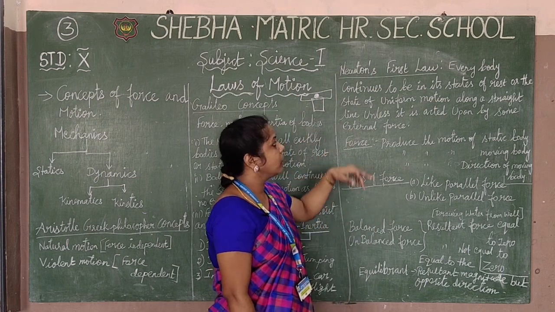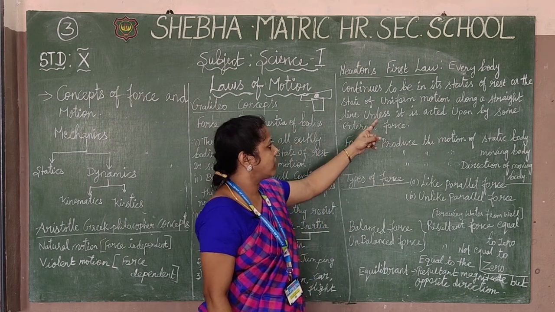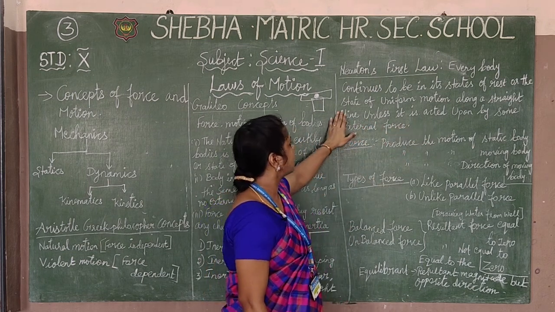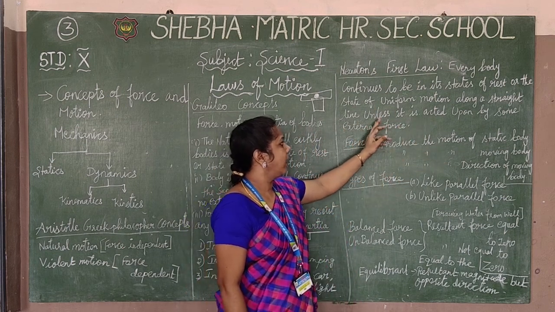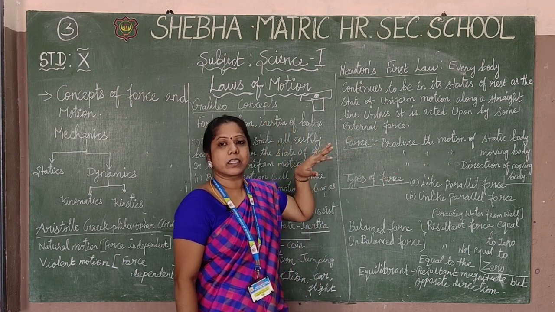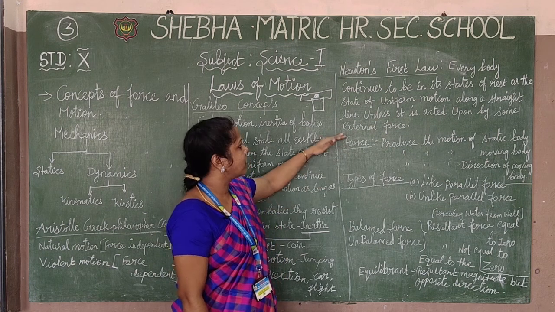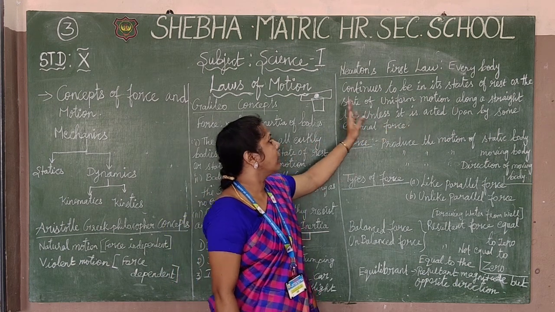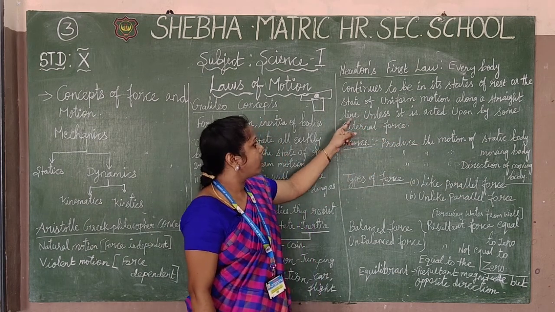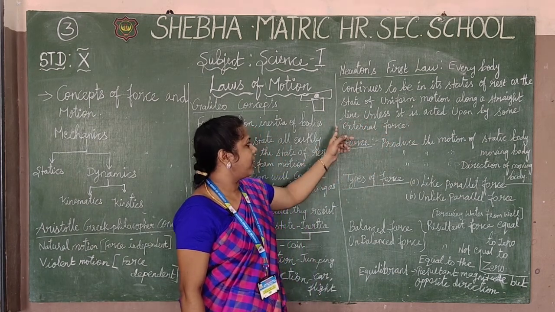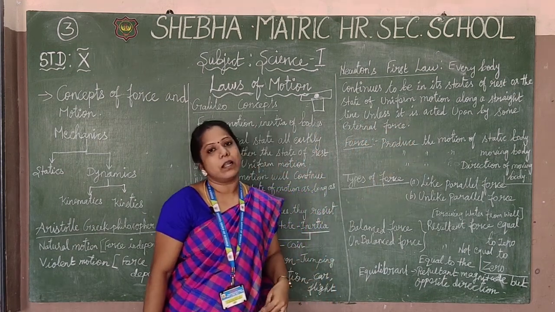I am going to read out Newton's first law. Every body continues to be in its state of rest or the state of uniform motion along a straight line unless it is acted upon by some external force. I am going to read out again. After that I will explain what the meaning is. Every body continues to be in its state of rest or the state of uniform motion along a straight line unless it is acted upon by some external force.